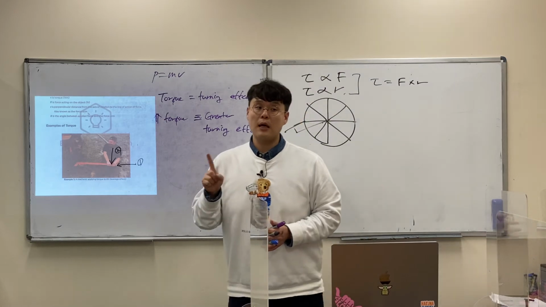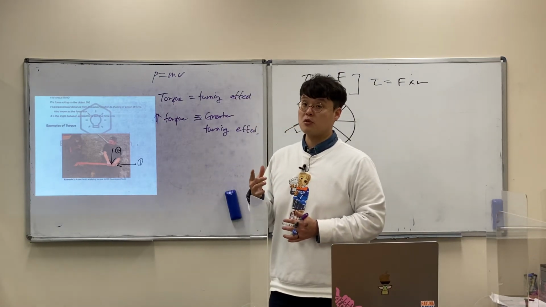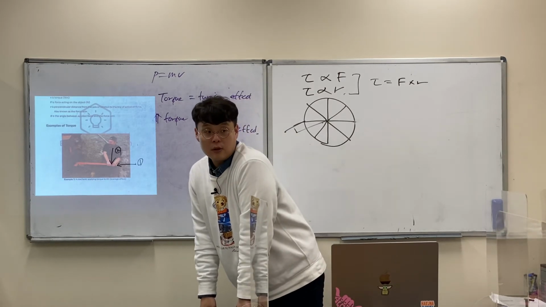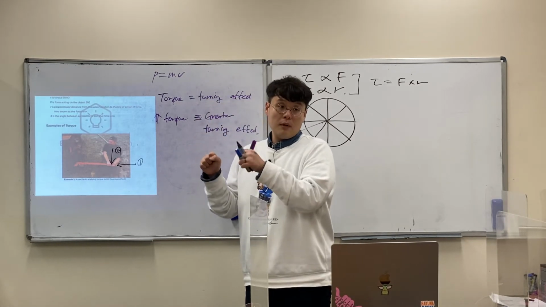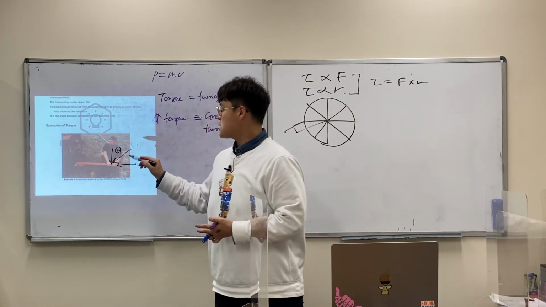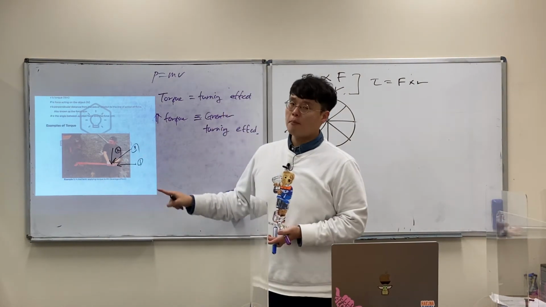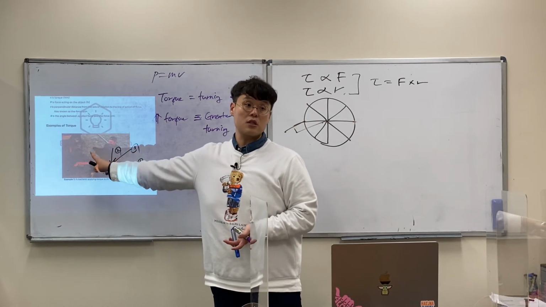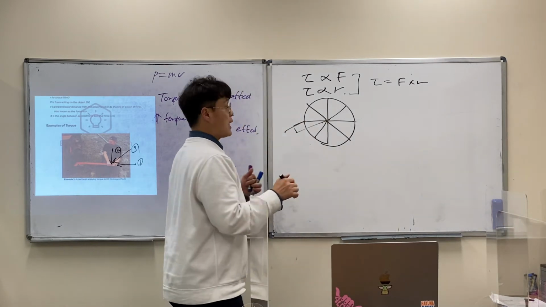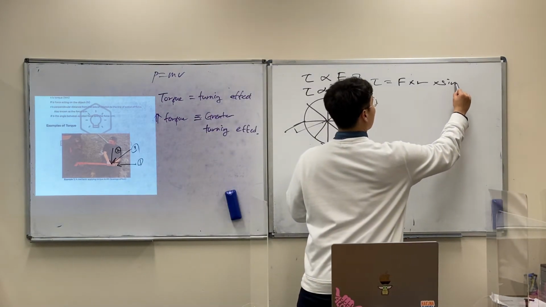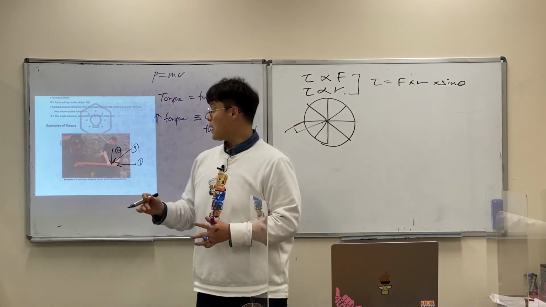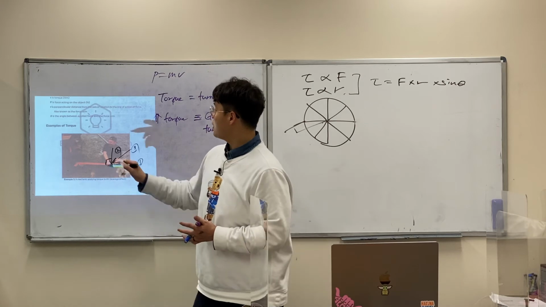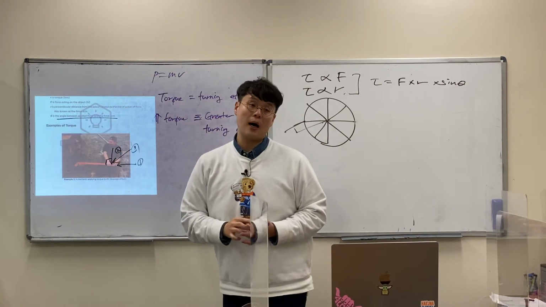So the maximized effect can be produced when you're pressing the lever perpendicular, perpendicular down or up. If you place it at this angle, well, it's better than number one, but still not as effective as number two. So this is why you can bring in some trigonometry. That is equal to sine theta, where theta is the angle made between the force and the arm of the force.